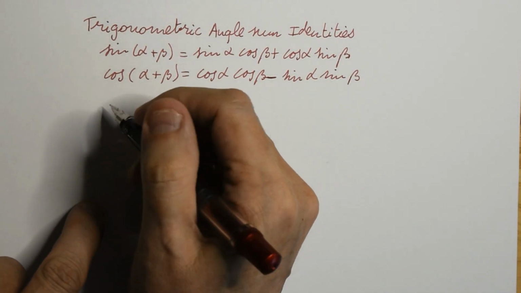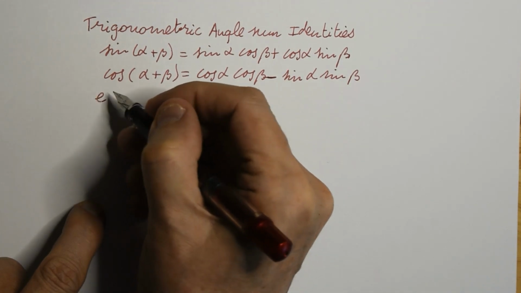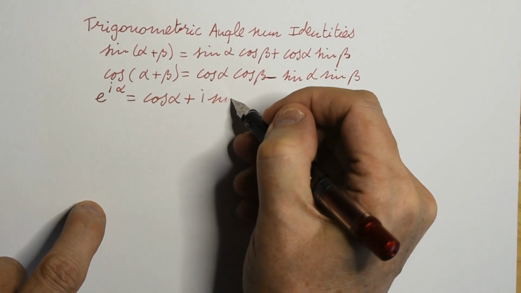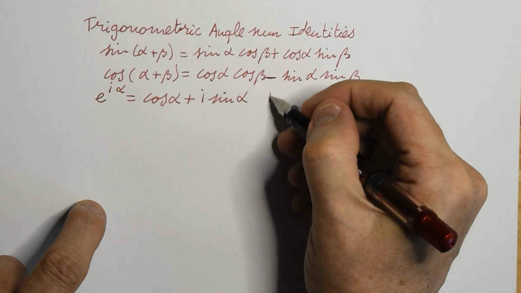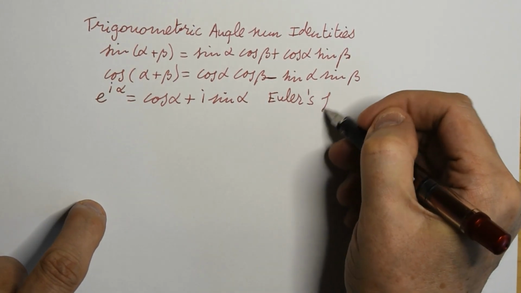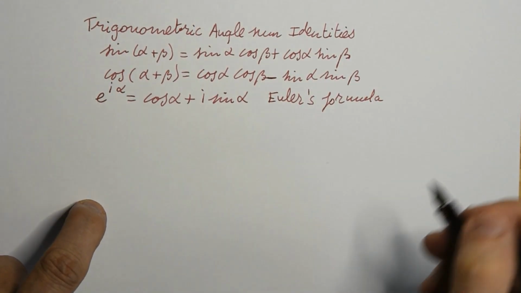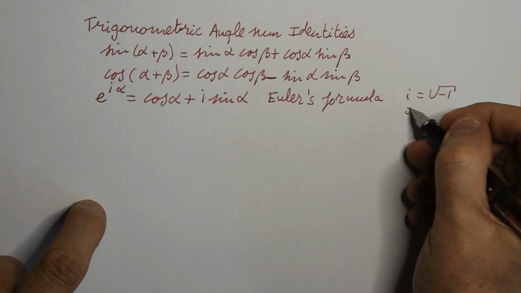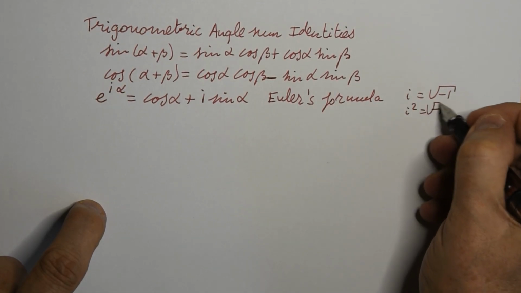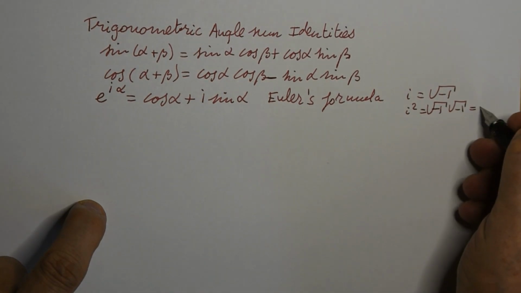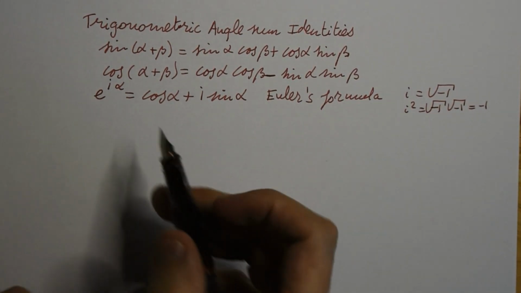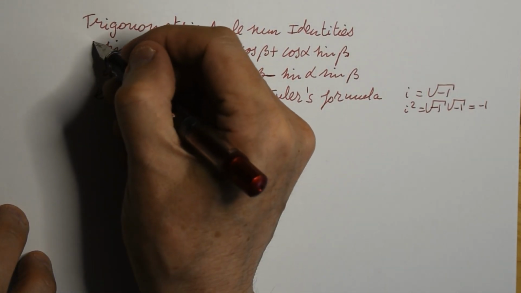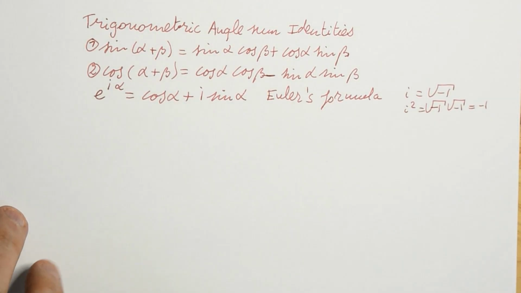And let's write down Euler's formula, which is e to the power i alpha equals cosine alpha plus i sine alpha. And this is Euler's formula. And it's using an i, which is equal to the square root of minus 1. And i squared equals minus 1, square root times minus 1 square root equals minus 1. Yeah? So if we know this Euler's formula, we can essentially derive the two equations 1 and 2 as written above.